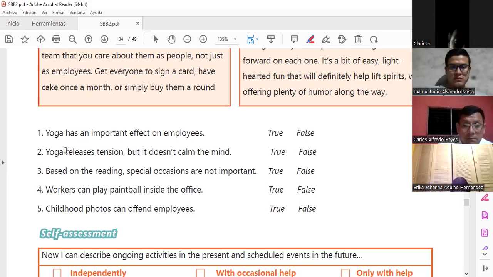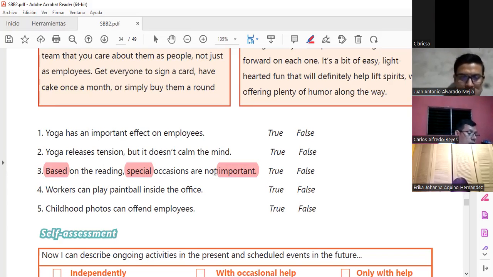Okay, let's see. Let's work on this one. Yeah, based. Based on the reading, special. Don't say special, but special. Special. Occasions are not important. Are not important. Okay, read it again, please.